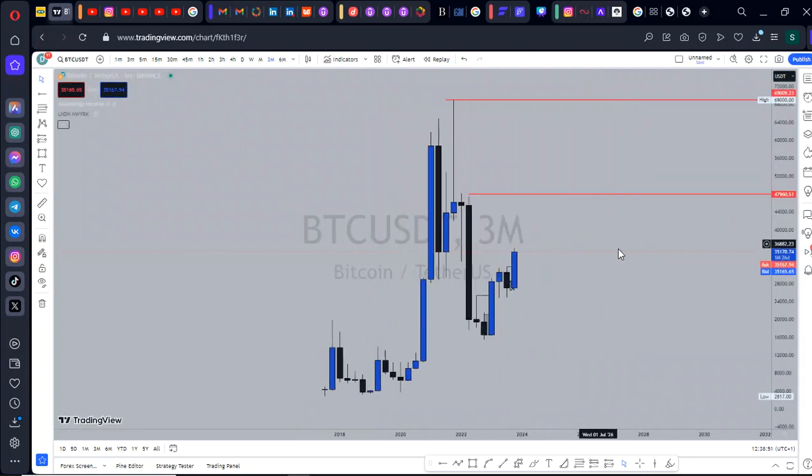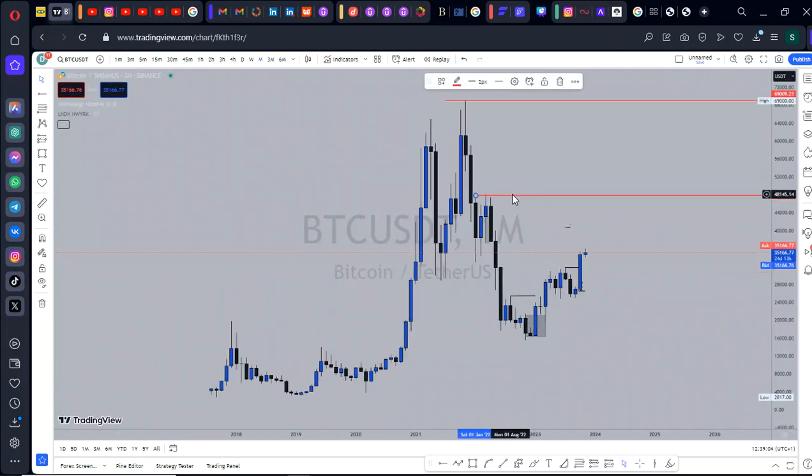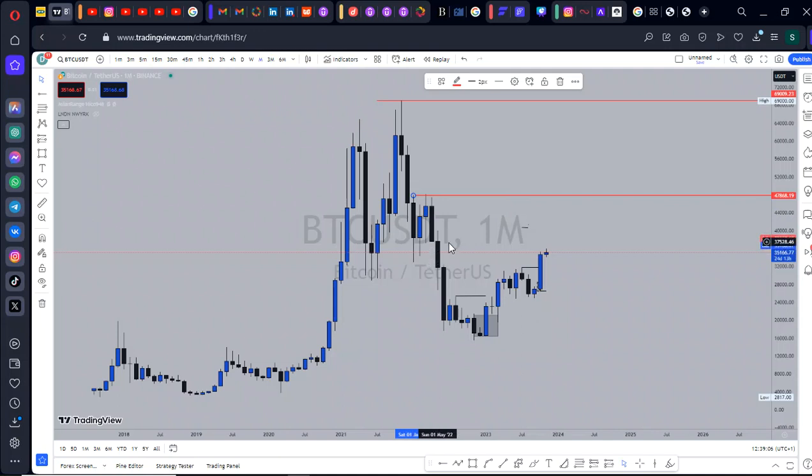You should know that price will fluctuate. Price will range for some time, probably for some weeks or a month, before trying to find its way up to this high, fighting itself from resistance and support.